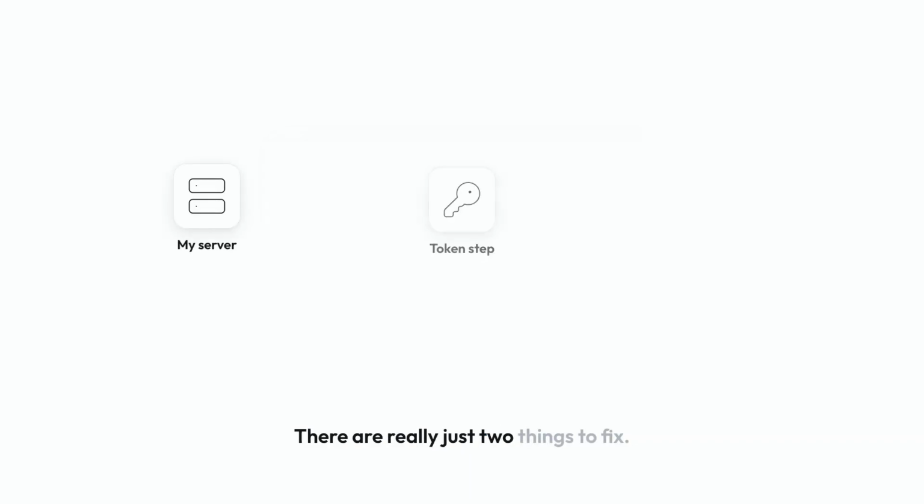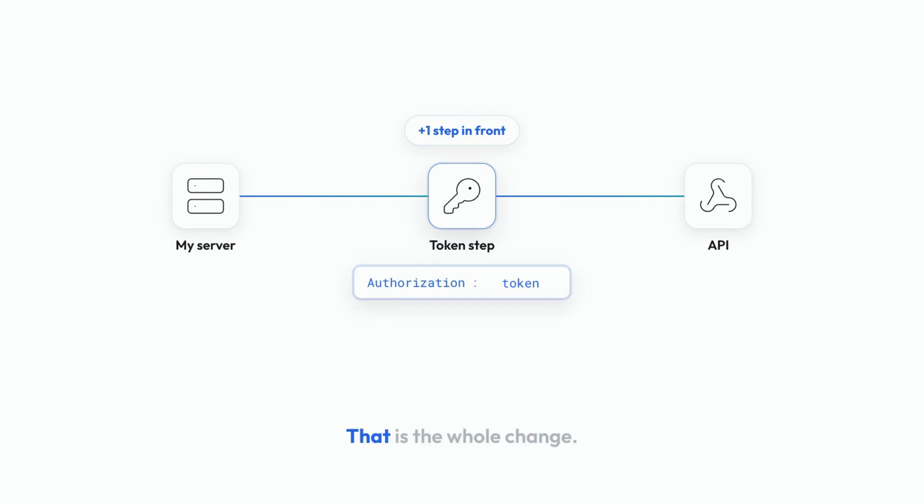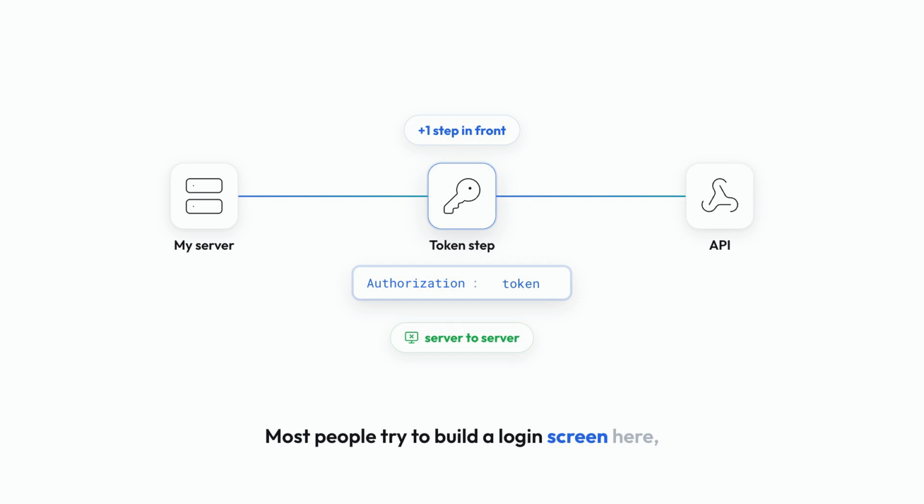There are really just two things to fix. You add one step in front of the call to fetch a token, and you change one line in the header from the password to the token. That is the whole change. There is one more part. Most people try to build a login screen here, but you do not need one when one server is calling another. You will also learn why you can skip it.